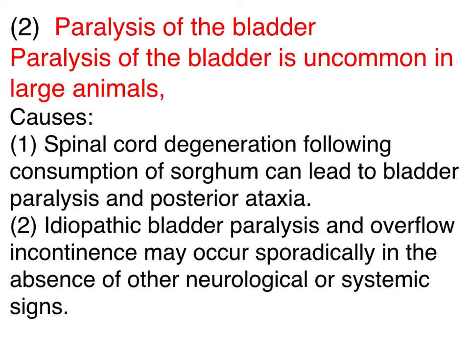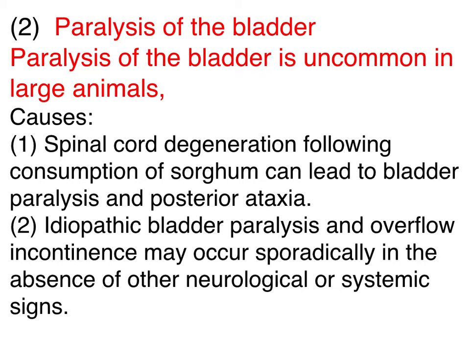Number 2, paralysis of the bladder. Paralysis of the bladder is uncommon in large animals. شلل المثانة ومسبباته دائما تكون أول مسبب له هو spinal cord degeneration. هنالك ضرر في النخاع الشوكي following ingestion of sorghum can lead to bladder paralysis and posterior ataxia.